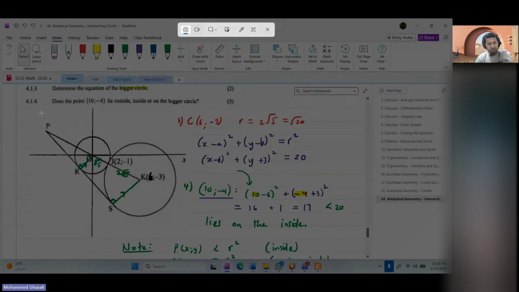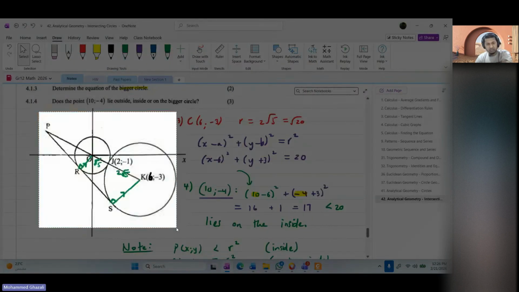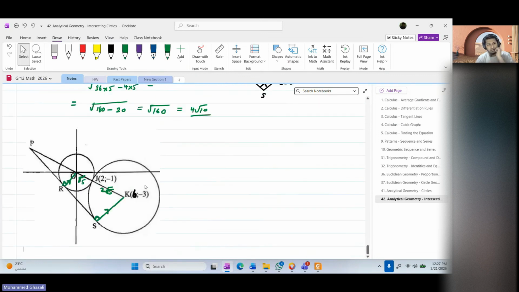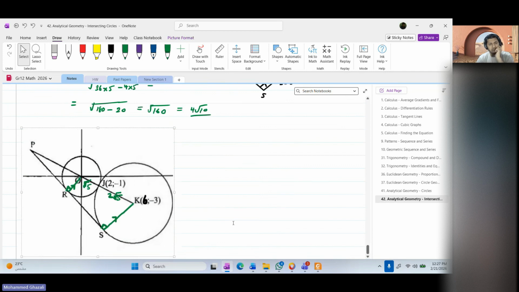Guys, I'm not done with this question. It's a little bit challenging. Just be with me. Let's look at an alternative scenario. So we got the answer for PS, which is 4 root 10. Let's look at another way, right? So we got this coordinate over here. Let's find the equation of the line PK.